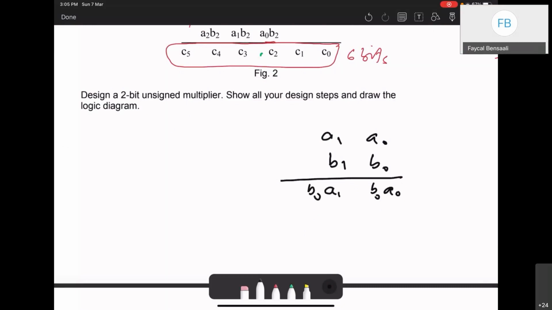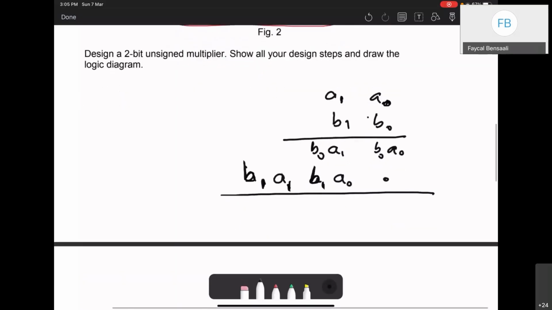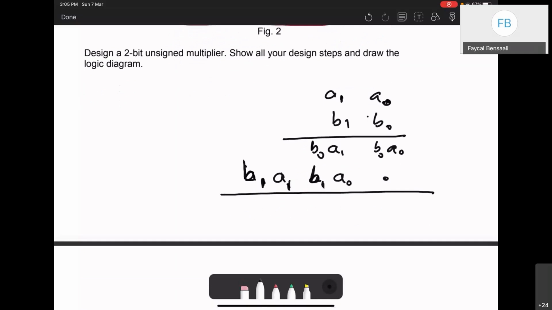A1, B0. So we multiply those, and then we go for A0, B1, and then A1, B1. Is this clear? I'm just doing the normal multiplication as I would do it in decimal. And then we get the answer.